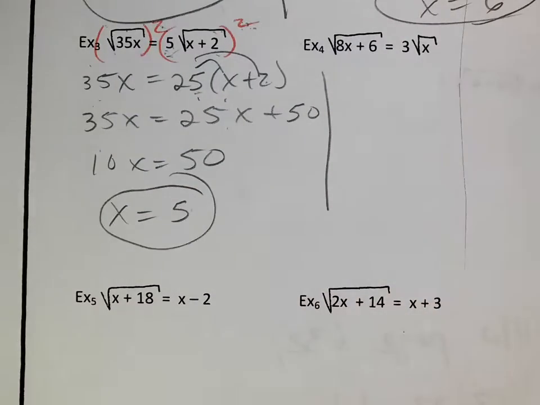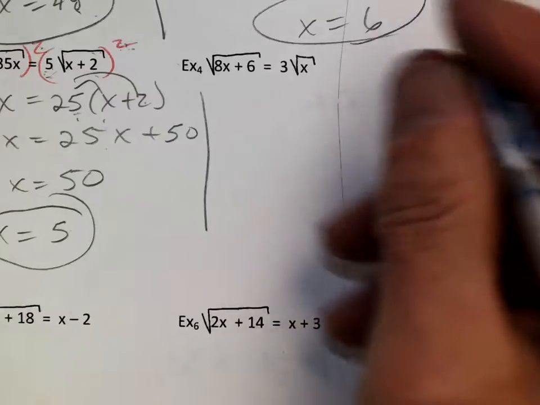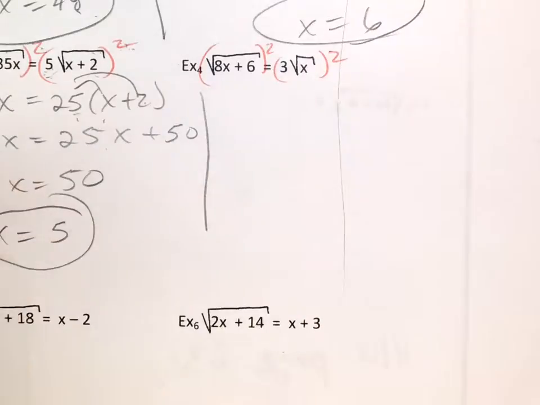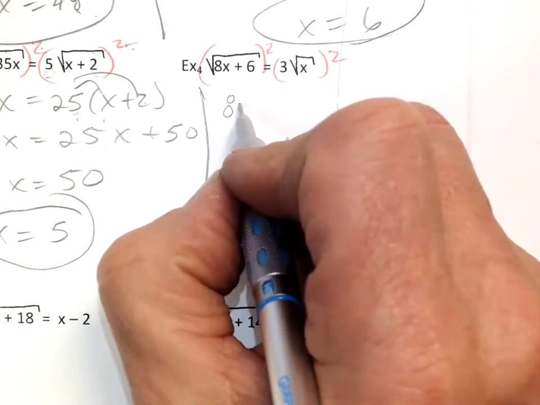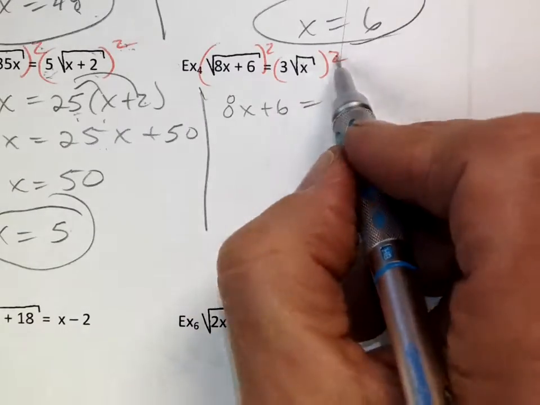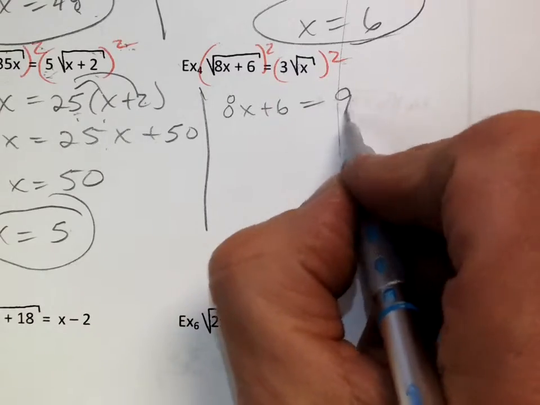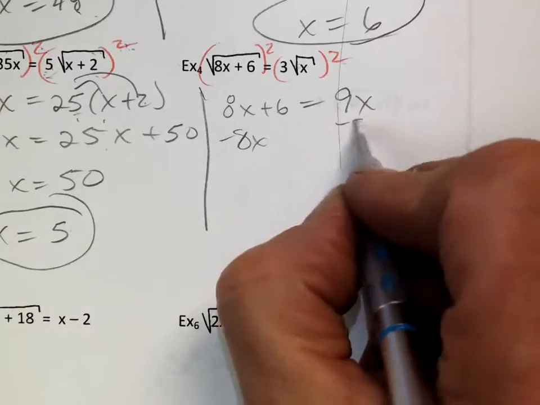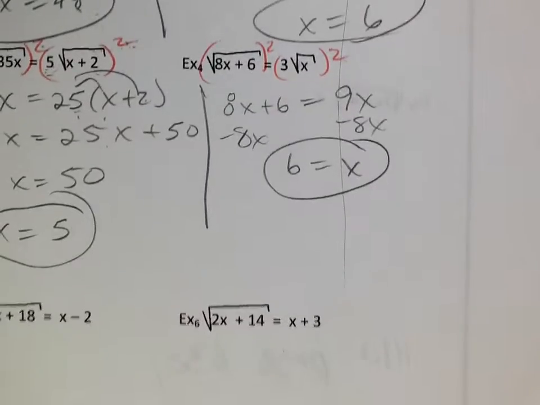Okay, number 4 is pretty similar to the one we just did. It really is. I'm going to, again, square both sides. Square root cancels. I'm just left with 8x plus 6 equals. The square cancels the square root, but I have to remember to square the 3. So you just get 9x. Minus 8x, minus 8x. I get 6 equals 1x, or x equals 6. Okay, not too bad, right?